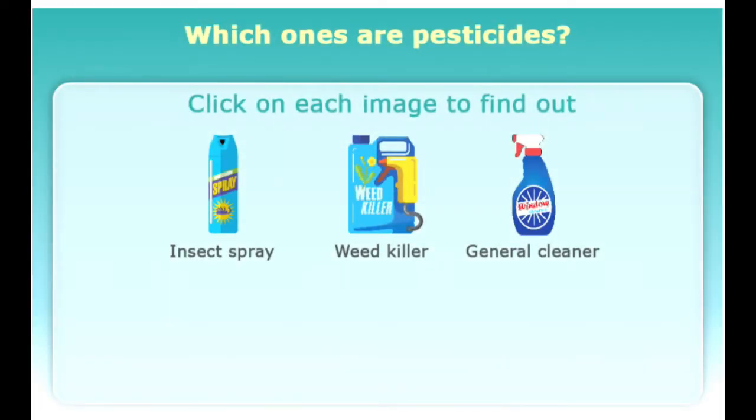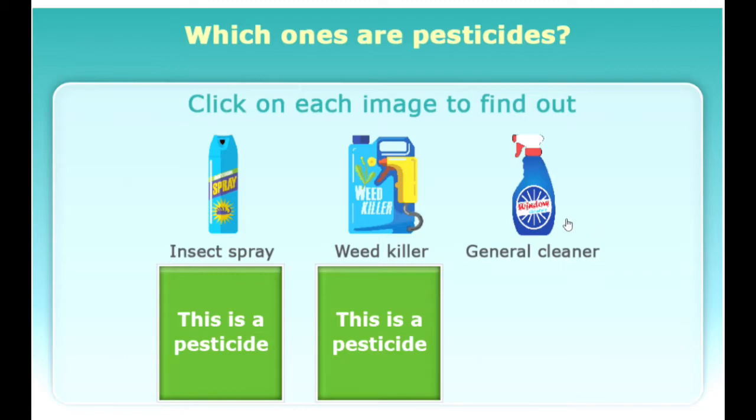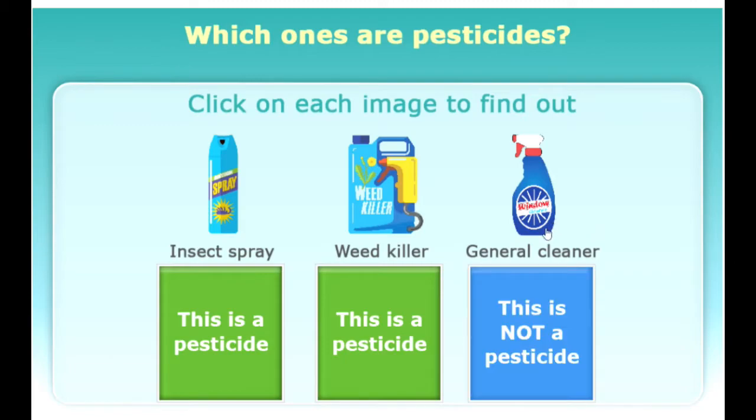We've been talking about sanitizers and disinfectants, which are antimicrobial pesticides. So how do we know if a product is a pesticide? Which of these are pesticides? Click on the images to find out. Insect sprays are pesticides. Weed killers are pesticides. General cleaners, such as window cleaners, do not claim to kill germs.